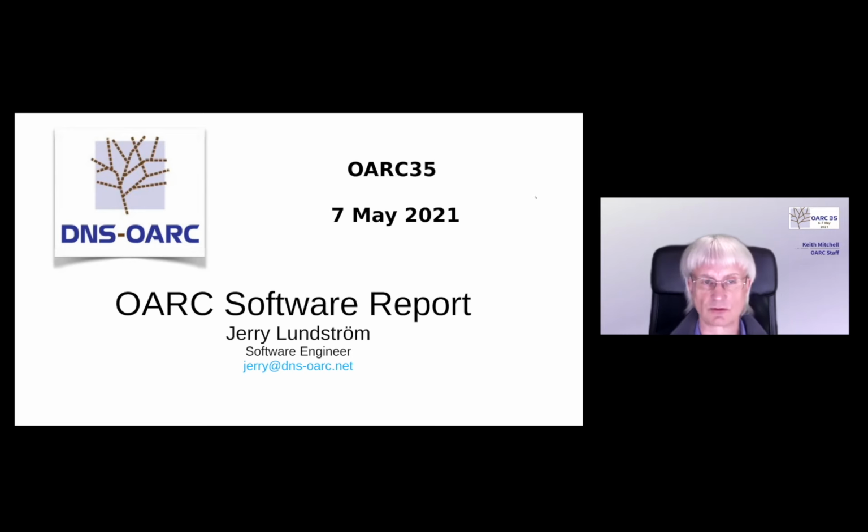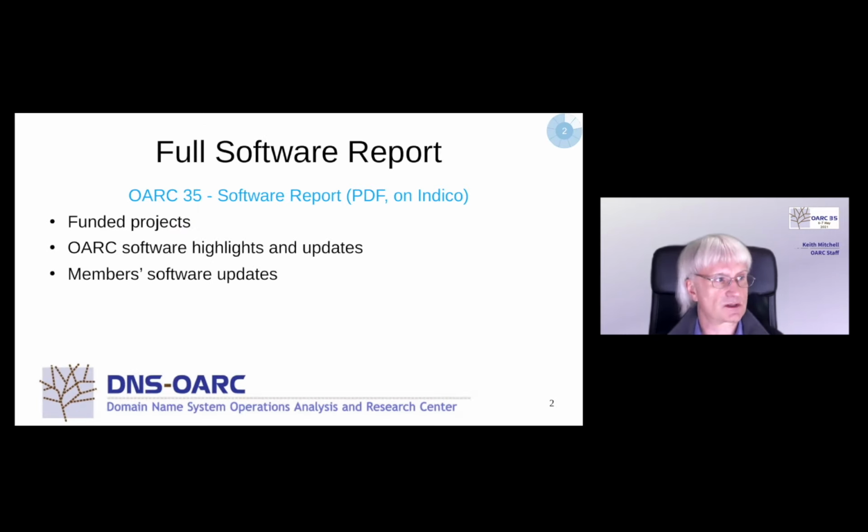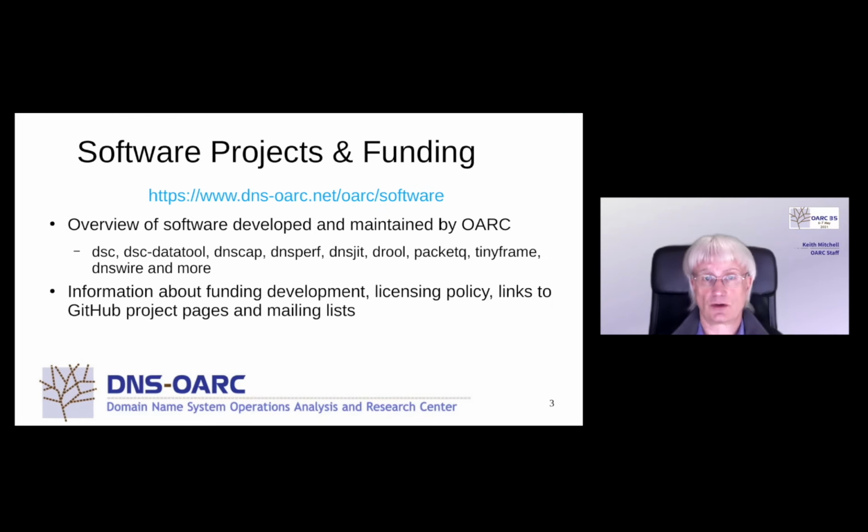So what have we been up to on the software front? There are funded projects, and some highlights and updates about the software. The other thing in the written report is that we always ask the members what they've been up to with their mostly open source software projects. Thank you to all the members that contributed to that. There's news about that in the written report as well. You can find all the software that we have at the web page that's listed there. It shows all the software. You can see there's a big list of tools which we have taken on board and/or developed ourselves. There's also information about funding development work, our licensing policy, and links to the various GitHub projects and mailing lists that we have.